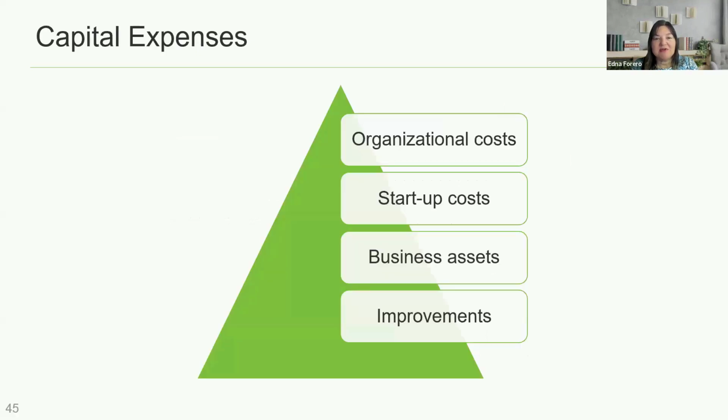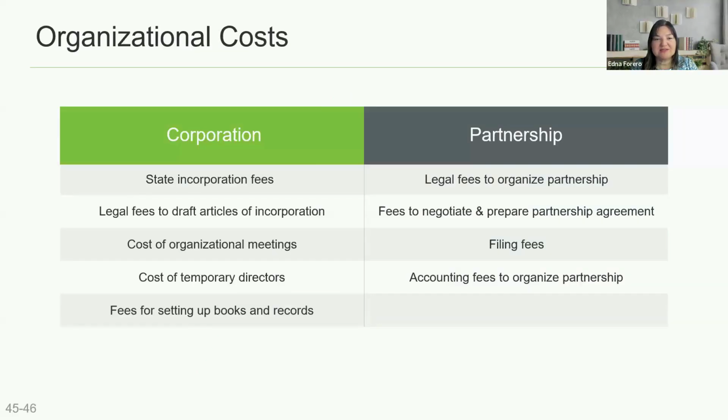So capital expenses, we've got organizational costs, startup costs, business assets, and improvements. And believe it or not, these sometimes get mixed up for our taxpayers. So we want to make sure that we have them understand what these different types of expenses are. So they are going to capitalize certain costs instead of deducting them, but they do then become part of the taxpayer's investment in the business. They're going to be reported on the balance sheet because they become assets of the business. So we have to then determine whether they're going to be depreciated or amortized, which is what we're going to talk about next. But here's an example of organizational expenses.